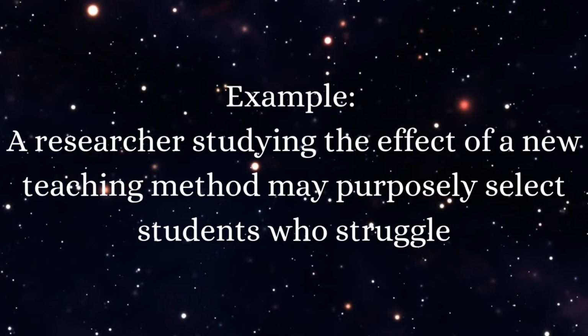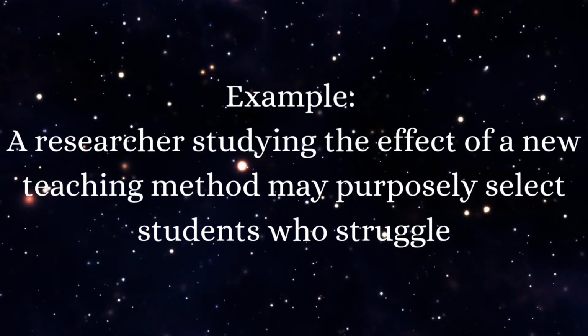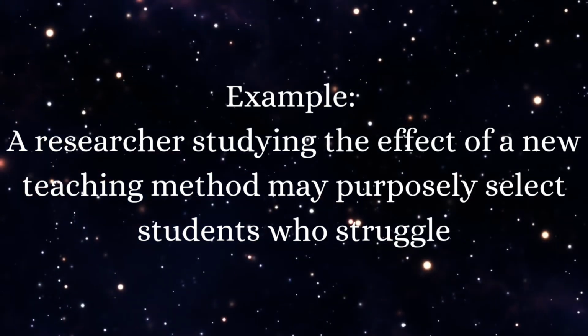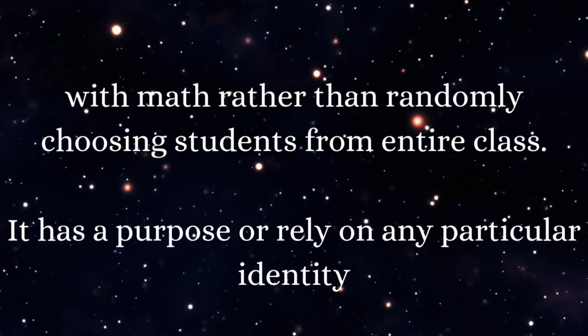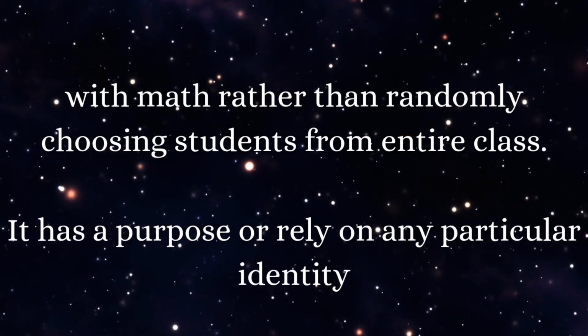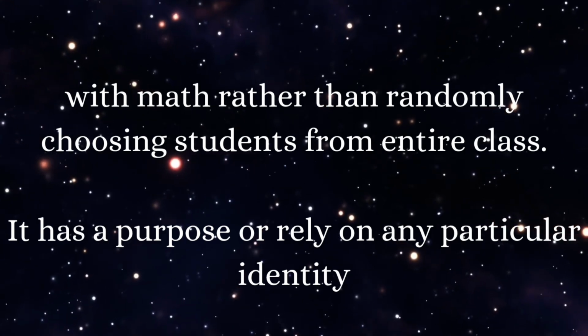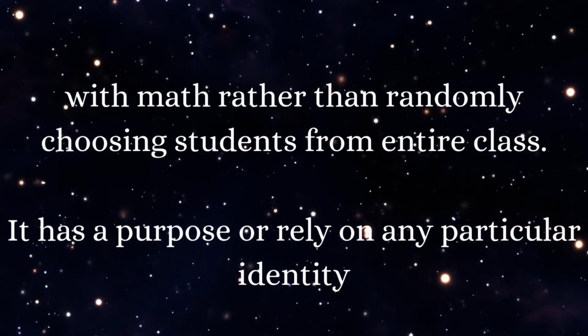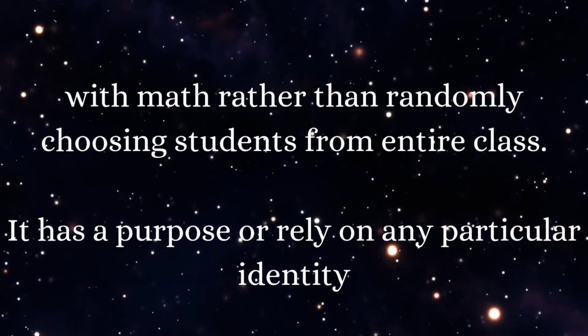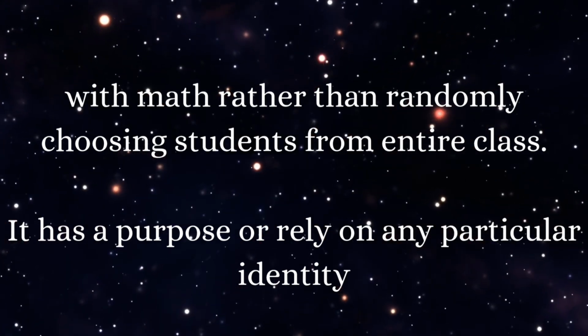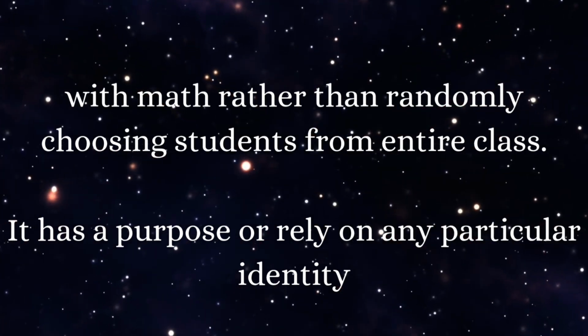For example, a researcher studying the effects of a new teaching method may purposely select students who struggle with math or any subject rather than randomly choosing students from the entire class, right? So this is purposive sampling, that is, it has a purpose, or it may rely on any particular identity, right? So this is called purposive sampling.